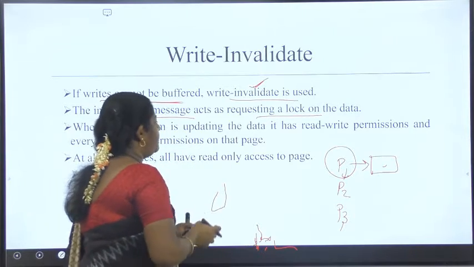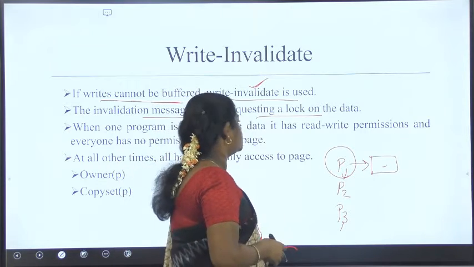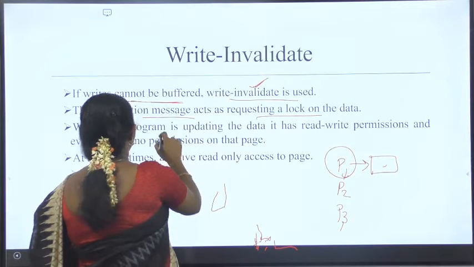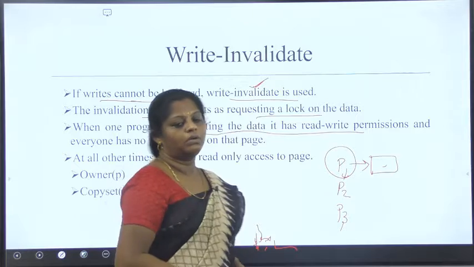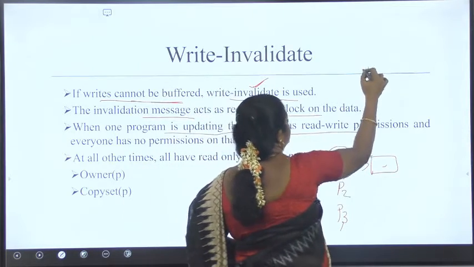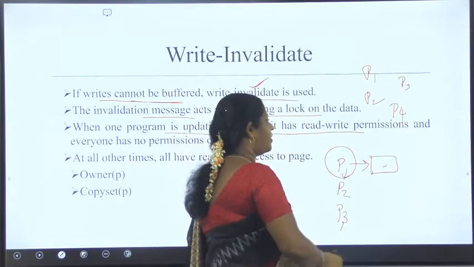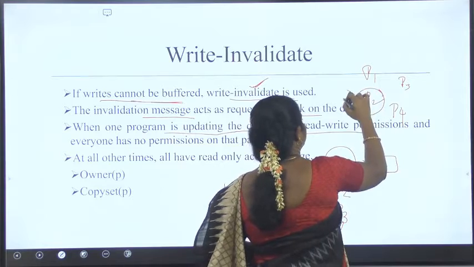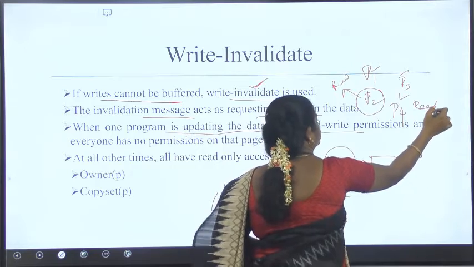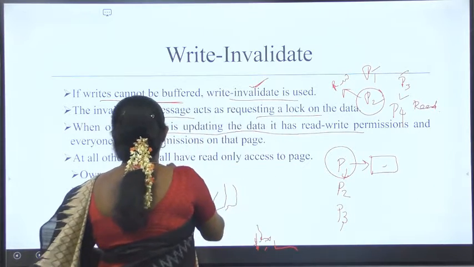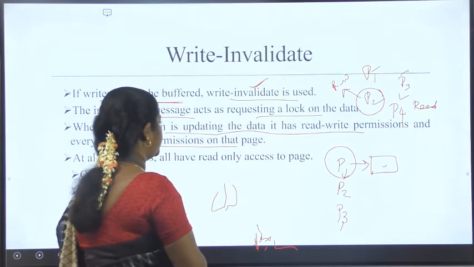When one program is updating the data, it has the read-write permissions on that page. That means if one program is updating the data, it has read-write permission. See, four processes are there. If one process is writing, only this process has the read-write permission. The remaining three processes have no permission on that particular page.